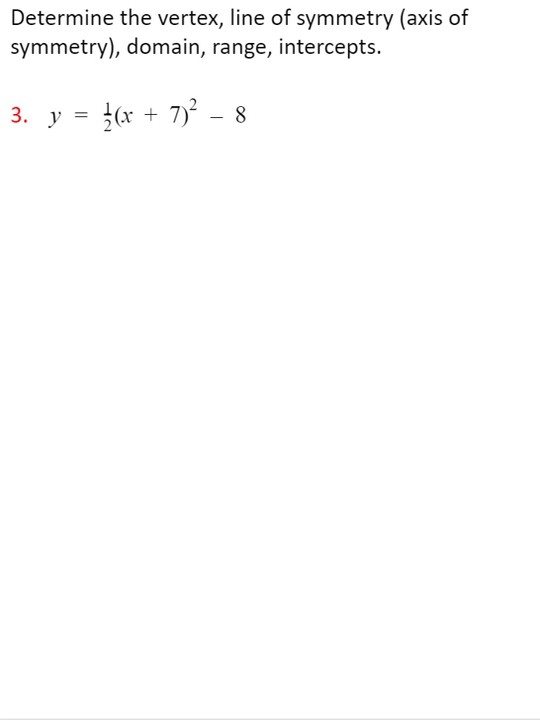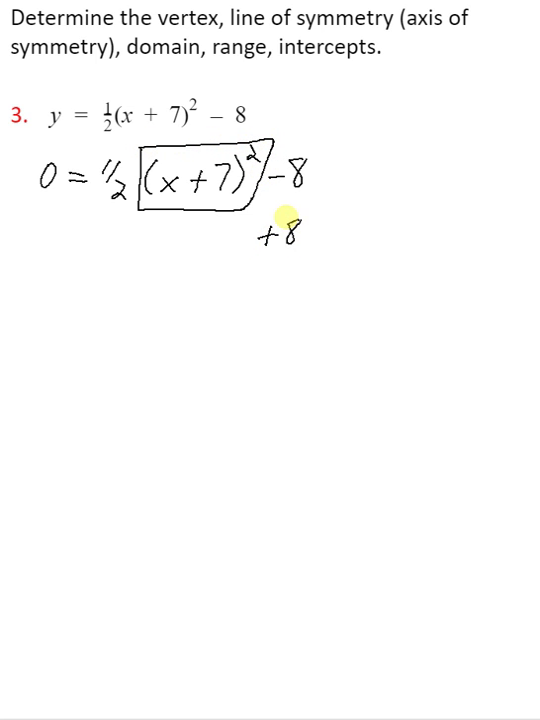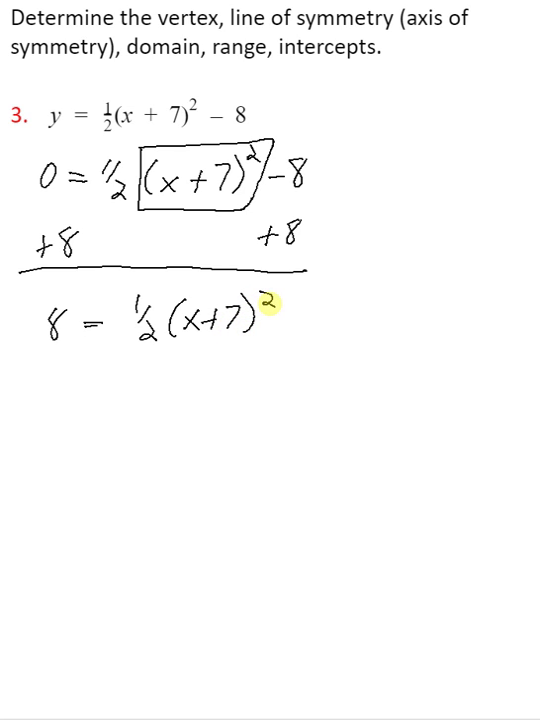So to find the x-intercept, I'm going to plug in 0 for y. And then simplify, or solve. I'm going to solve it for x. So when I solve this for x, I need to get this square quantity all by itself. So the first thing I'm going to do is add 8 to both sides. Next thing I have to do is get rid of the 1/2. So I can either divide both sides by 1/2, or I can multiply both sides by 2. So dividing by 1/2, it's the same thing as multiplying by 2. So I have 16 is equal to x plus 7 squared.